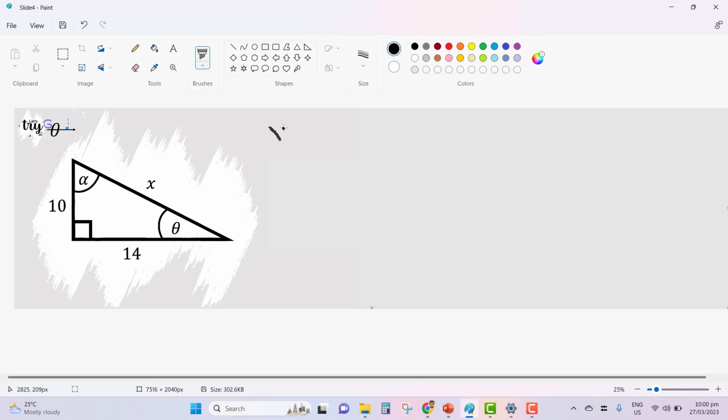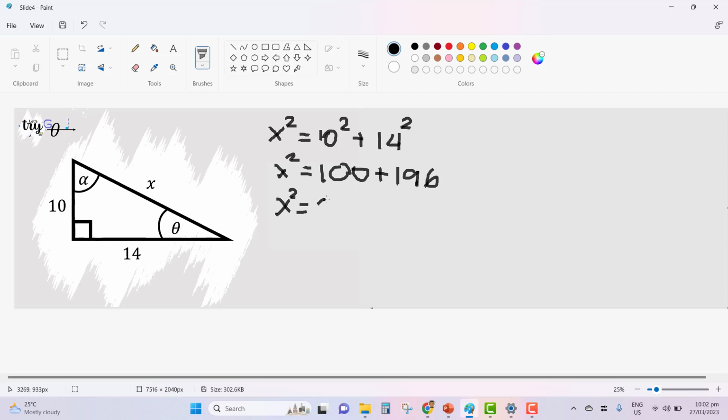And for this, we can write the equation that the square of the measurement of the hypotenuse is equal to the sum of the squares of the measurements of the legs. So we will have this notation. x squared is equal to the sum of 100 and 196. So x squared now is equal to 296. And then we take the root of both sides to get the value of x.